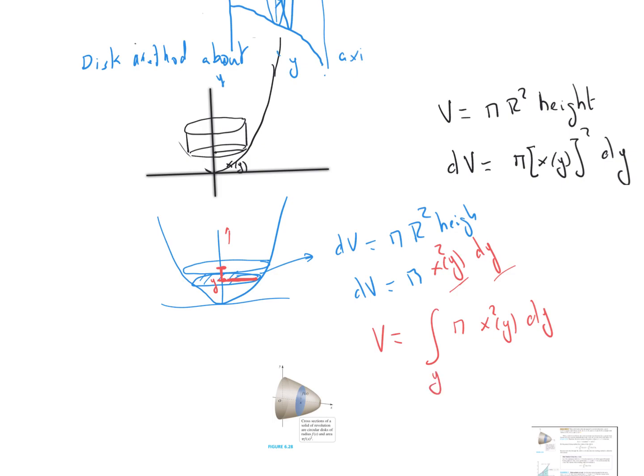From y equal, let's say, c to y equal d, where c will be the horizontal line here, and d will be the horizontal line y equal d. So you fill the volume, and you find the volume by this expression. So let's go now to practice this expression.